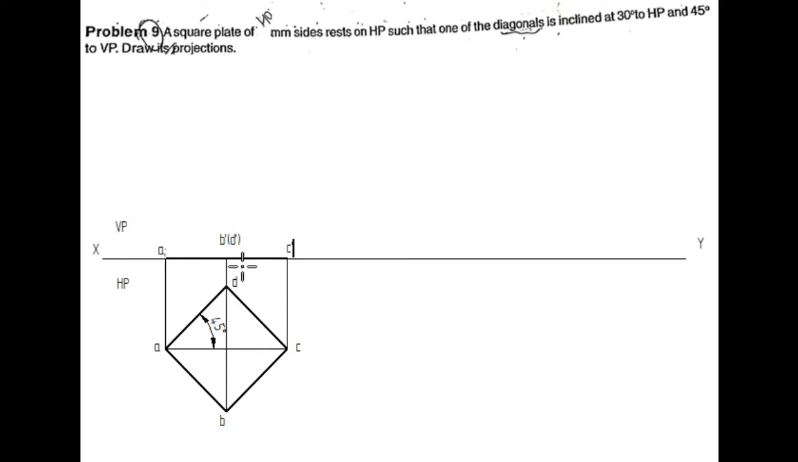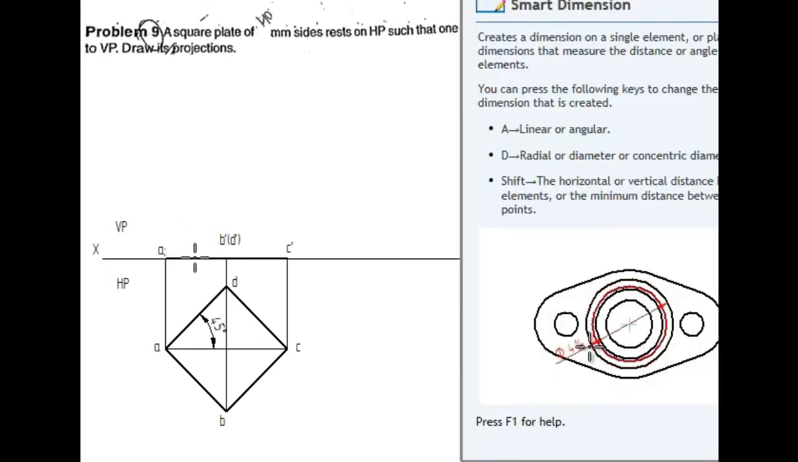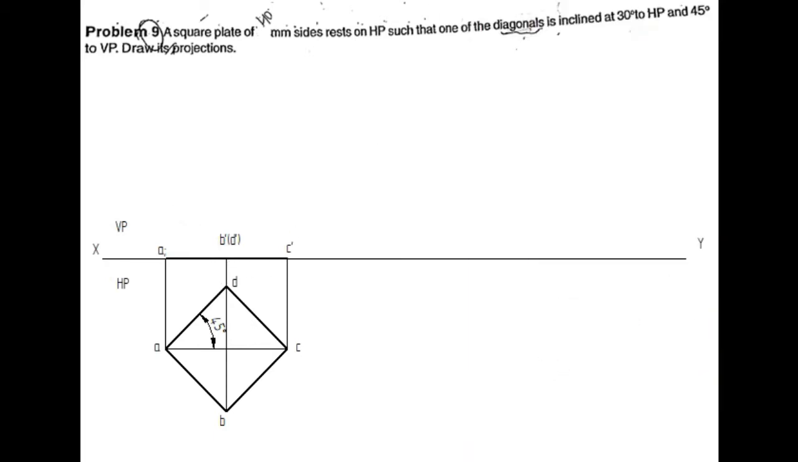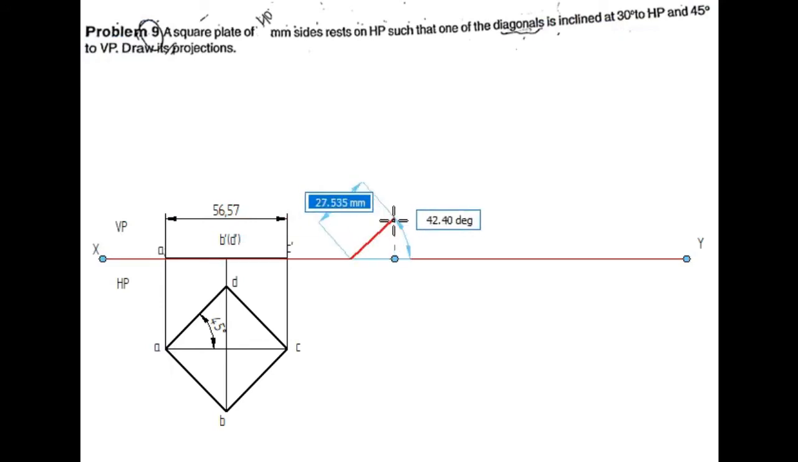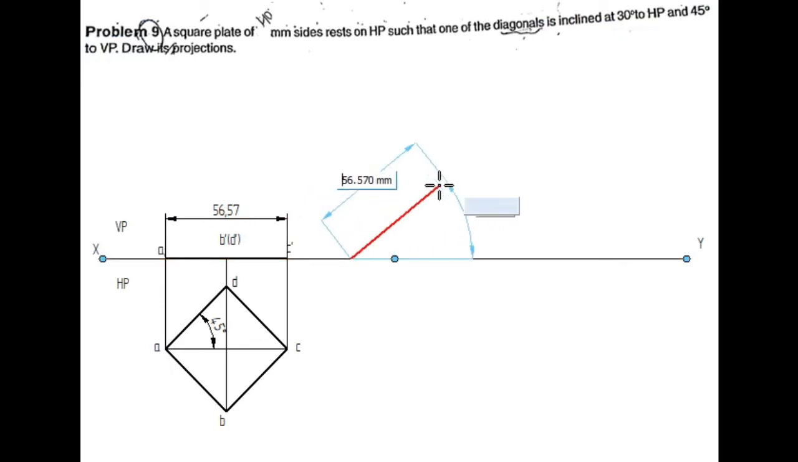So similarly, the surface inclination is 30 degree with respect to HP plane, right? So this line has to be tilted at an angle of 30 degree. So I will measure this distance. What is the distance of this line? So it is 56.57. So I will measure the distance and I will mark it here 56.57 and the angle is 30 degree.